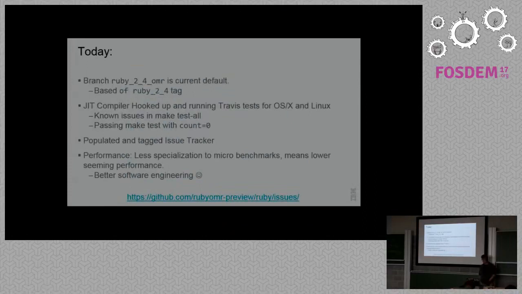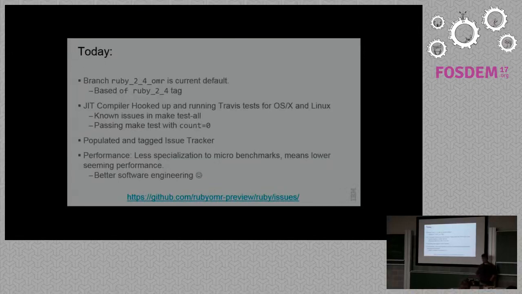So today, if you visit our GitHub project, you'll see that Ruby 2.4 OMR is the current default branch. And this is based right off of the Ruby 2.4 tag. The JIT compiler is hooked up and running Travis CI tests. We only run a small set of the MRI tests because we fail make test all right now. Working on that. I've spent a bunch of time populating our issue tracker, trying to make sure that it's clear the state of the project, what we're working on, what needs to be worked on.